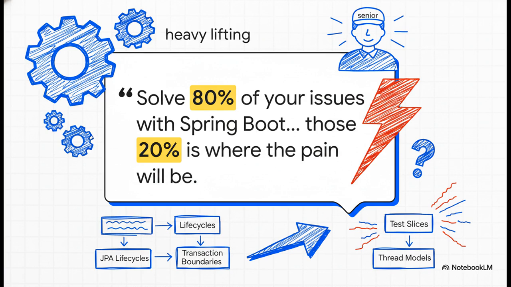The framework does a massive amount of heavy lifting for you, and that easily gets you 80% of the way there. But mastering these under-the-hood details, the JPA lifecycles, the transaction boundaries, the test slices, the thread models, that is exactly how you solve that painful 20% and truly become a senior engineer.